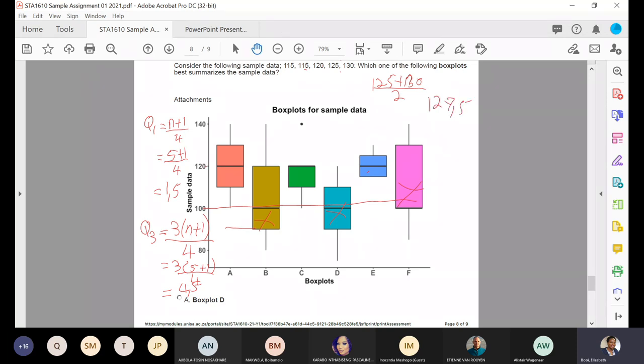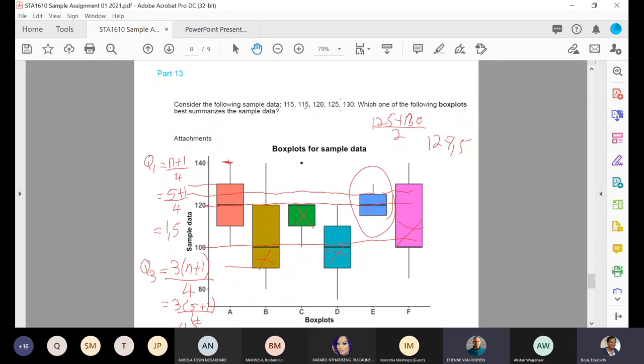It's 127.5. So if this is 120, anything below that will be out. So this will be out, and I'll be left with, this is very tricky. So which one? This, it says the maximum value is on 130, so is that the correct one or not? That won't be. So let's see.